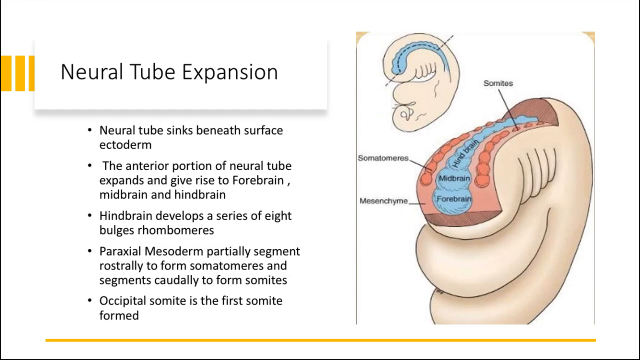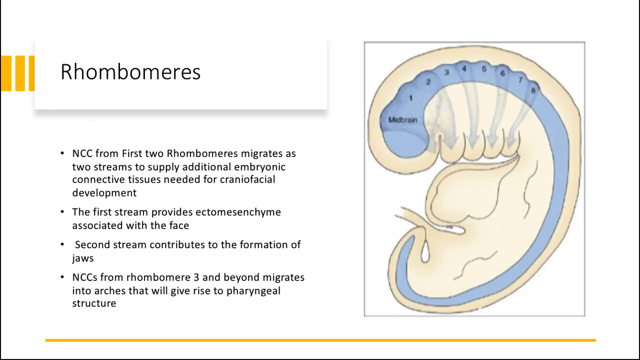Rhombomeres. As we discussed how the rhombomeres form, now we discuss their contribution and how they help in cephalogenesis. Neural crest cells from 2 rhombomeres migrate as 2 streams to supply additional embryonic connective tissues needed for craniofacial development. The first 2 rhombomeres migrate and give additional embryonic support to craniofacial development.